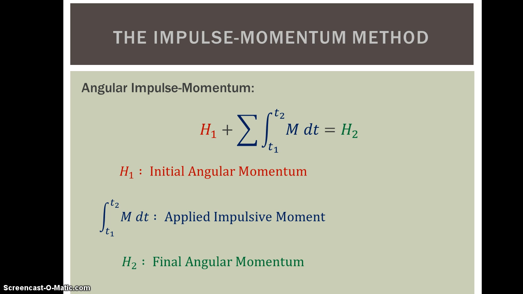In addition to linear momentum, we also must consider angular momentum as well. It's somewhat similar in terms. In this case, we have H1, which is the initial angular momentum, as well as the summation of the integral of the moments with respect to time, that give us finally our final angular momentum.